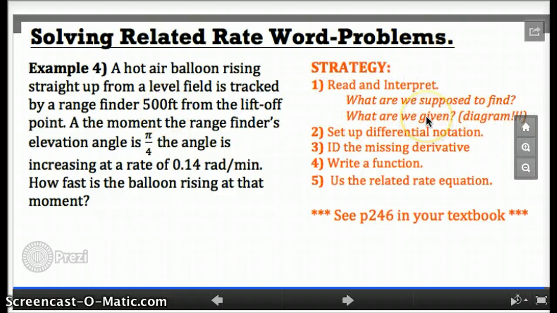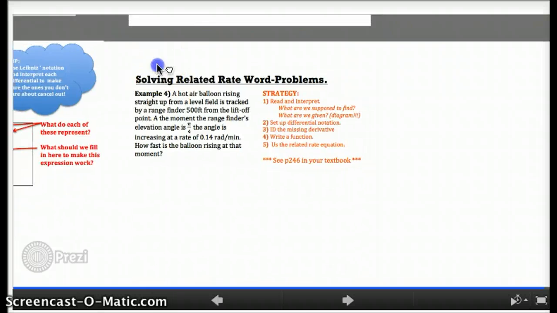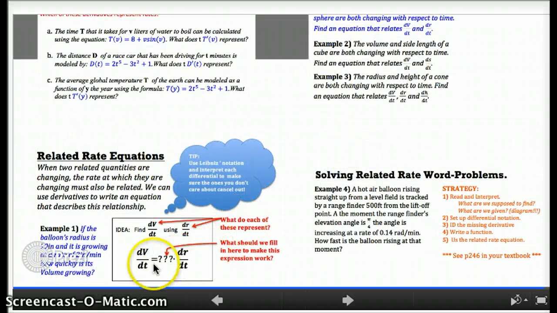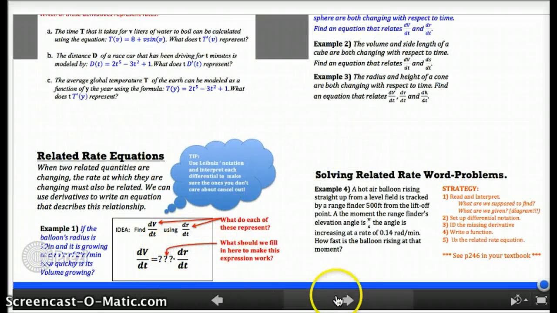Once you understand what's going on, you start your problem using differential notation. So anything that's given to you that represents a rate should be written as a differential. dv dt, dr dt, something like that. Pick units if you need to. Once you've done that, you're going to identify the missing derivative. Remember, that's kind of like over here where we were trying to figure out what goes in that blank.